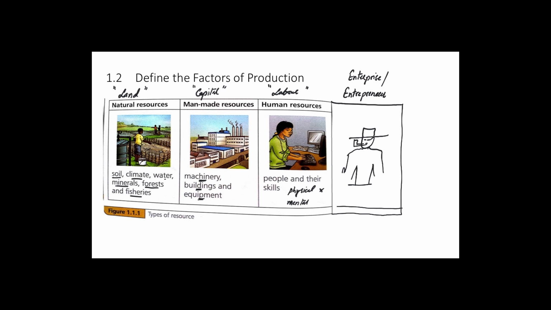Do you remember what the definition was? So our entrepreneur is the risk taker, and he combines and organizes the other three factors of production. Without an entrepreneur, you probably don't have any kind of business that you can run. You have to have an entrepreneur.